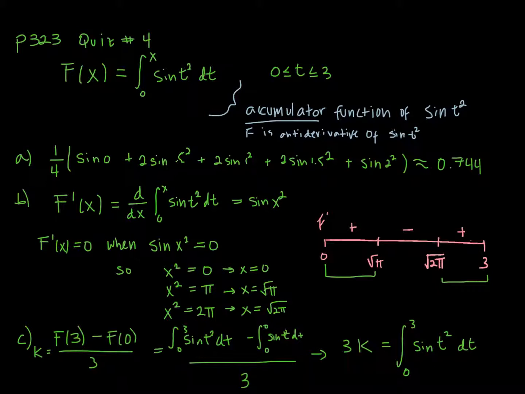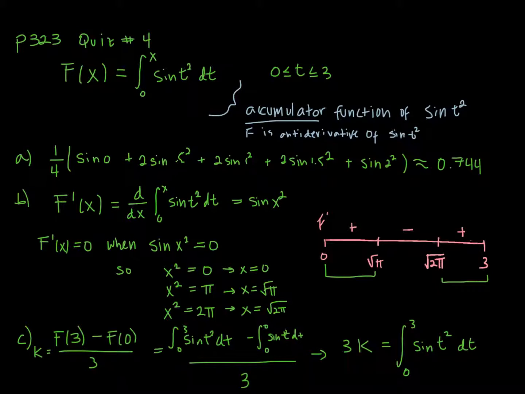Okay, so at this point I can create my sign chart. Here are my endpoints. Here are my critical points, square root of pi and square root of 2 pi. And I have positive between 0 and square root of pi, and it's positive between square root of 2 pi and 3. So those are the 2 intervals.